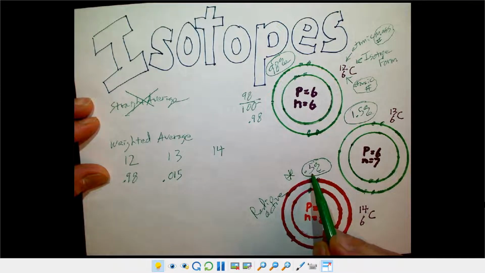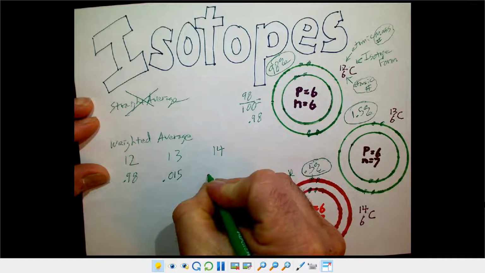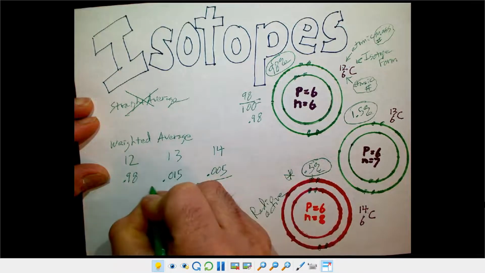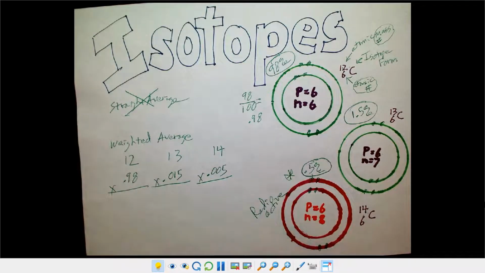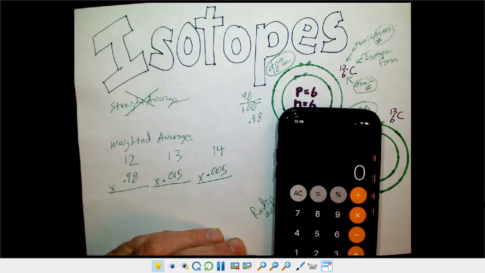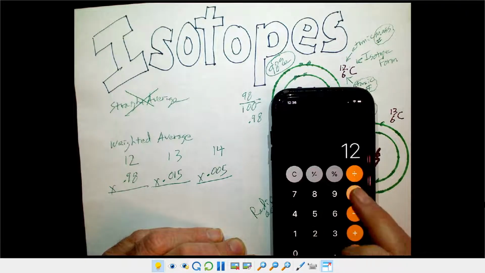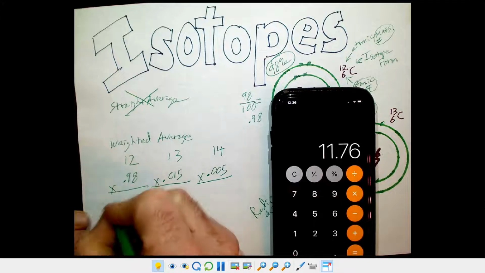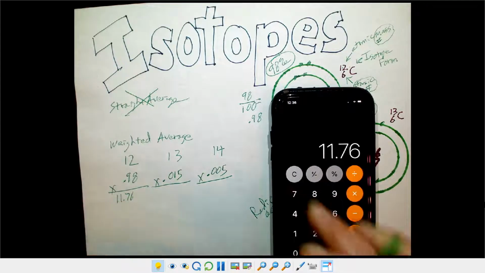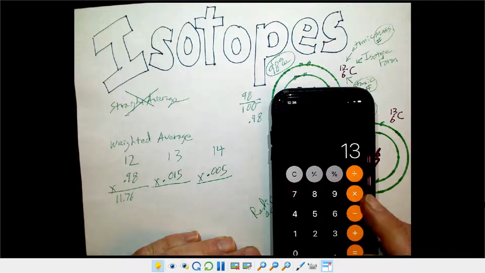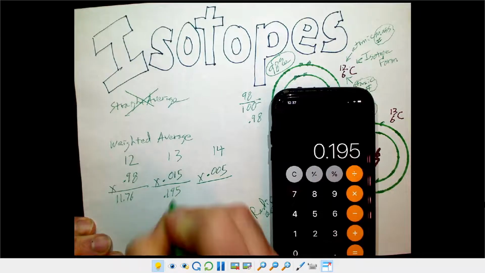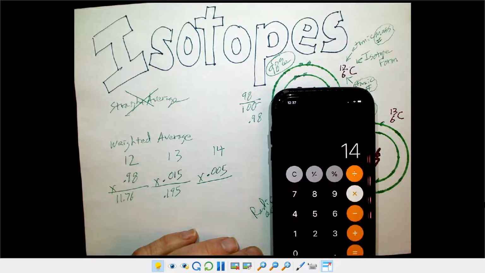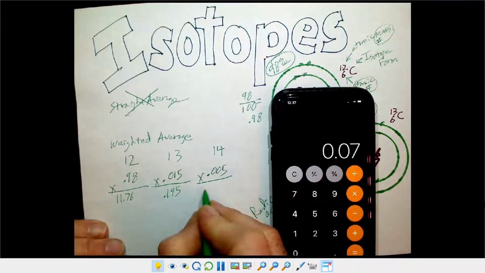And then for this one, the 0.5 is going to turn into what number if we move it over two places? 0.005. And so we'll go ahead and do the math on all of those. If we take 12 and multiply it by 0.98, it gives us 11.76. Do the same thing for the next one: 13 times 0.015 gives us 0.195. And if we take 14 and multiply it by 0.005, that gives us 0.07.